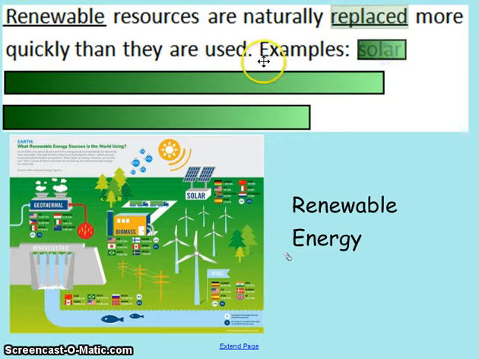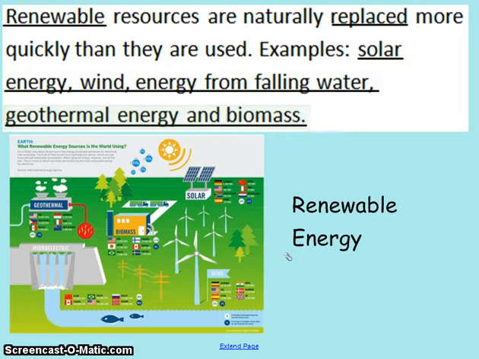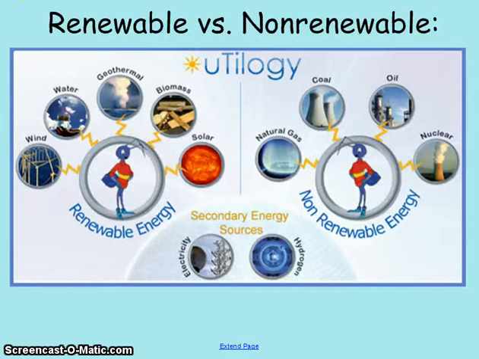Renewable resources are resources that are naturally replaced more quickly than they are used. Some examples would be solar energy, wind, energy from falling water, geothermal energy, and biomass. Again, we'll discuss this more in depth in class. If we're looking at renewable resources versus non-renewable, the biggest difference is the amount of time that it takes in order to generate or regenerate what was used.